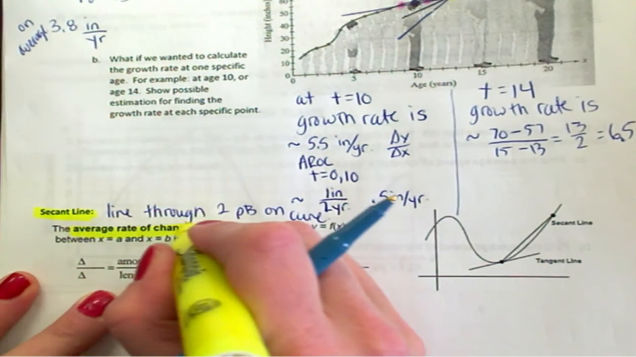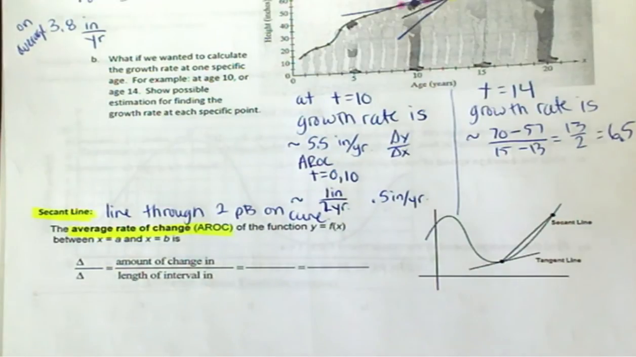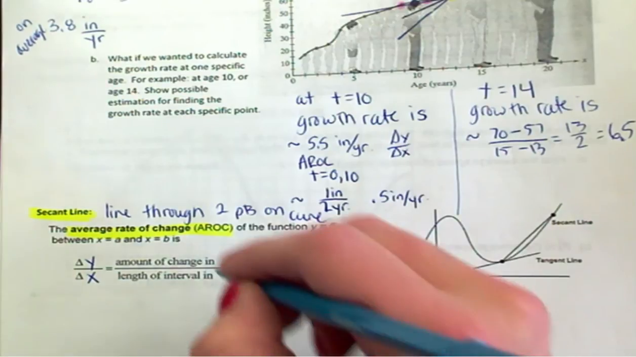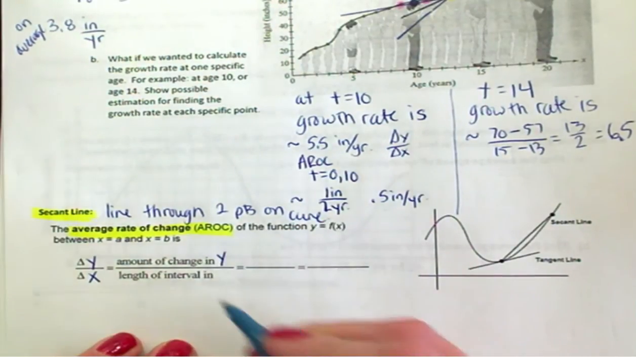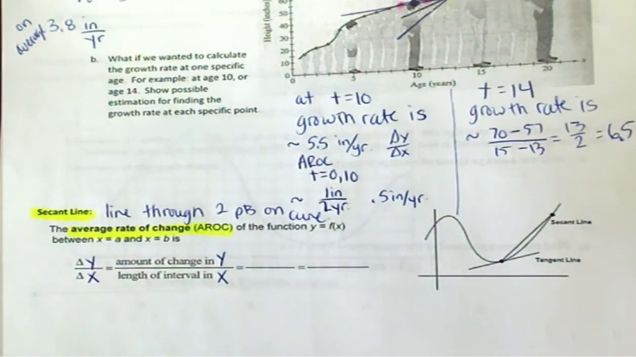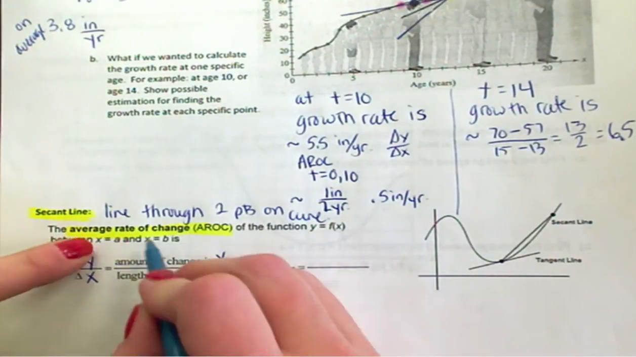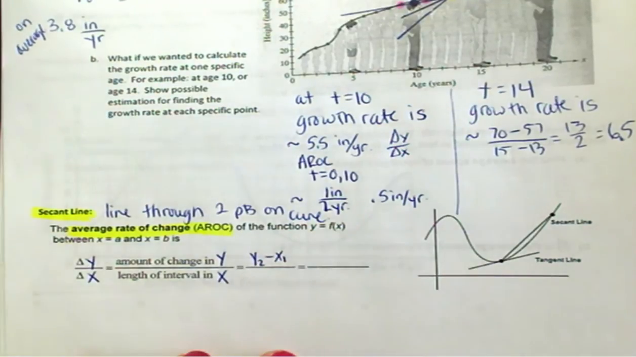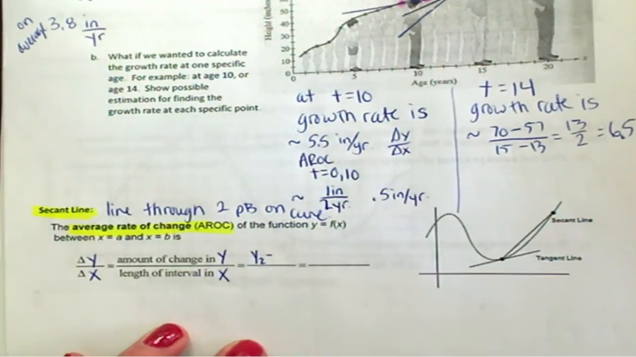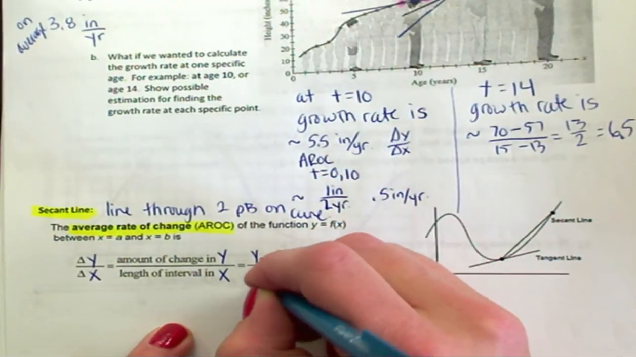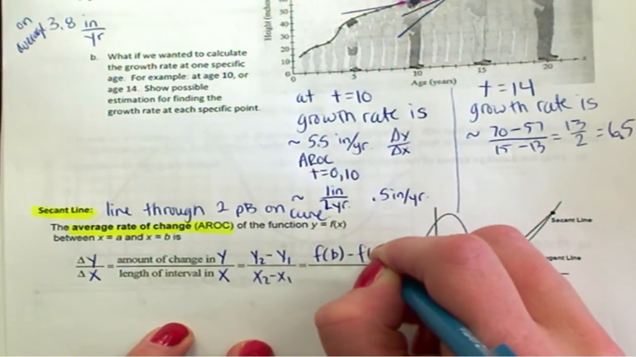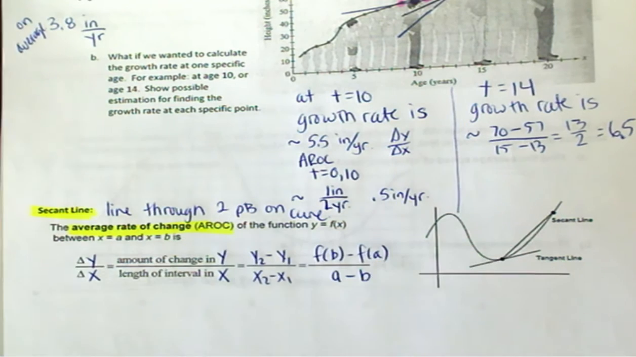Average rate of change is the slope between 2 points. Right, that's change in y over change in x. It's the amount of change in the y variable and the length of the interval in the x's. Okay, now I've got two endpoints here, so that would be y2 minus y1 over x2 minus x1. But also in function notation, it's f of b minus f of a over b minus a.